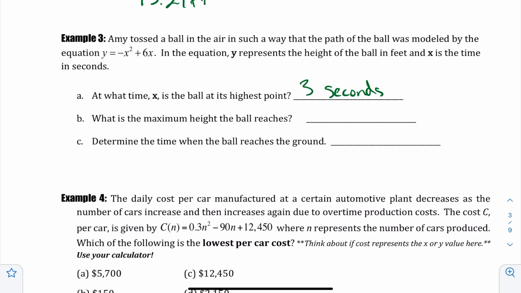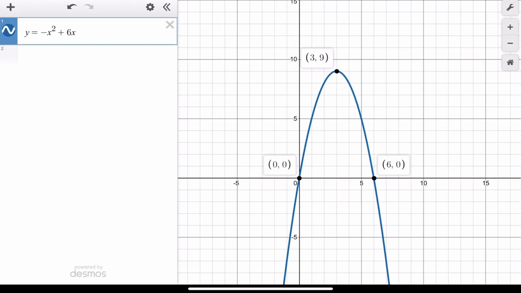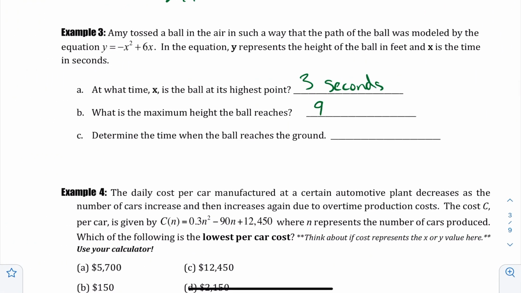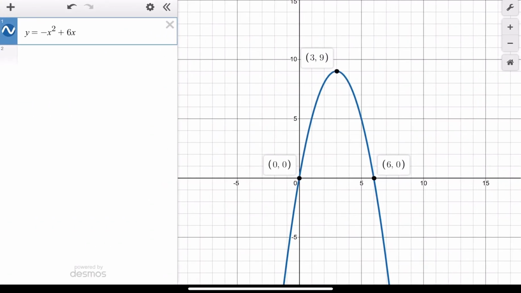The maximum height of the ball is going to be the y component of my vertex, which is going to be 9 feet above the ground. And then it wants us to figure out where the ball reaches the ground. And it looks like my ball reaches the ground at the 6-second mark.